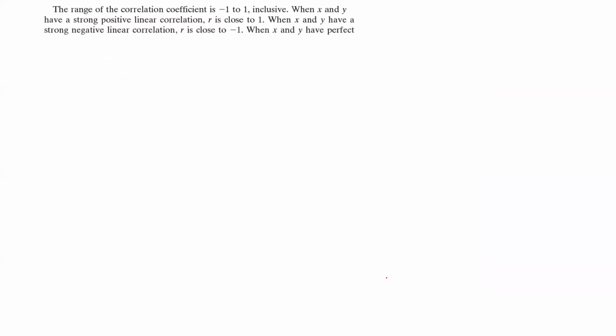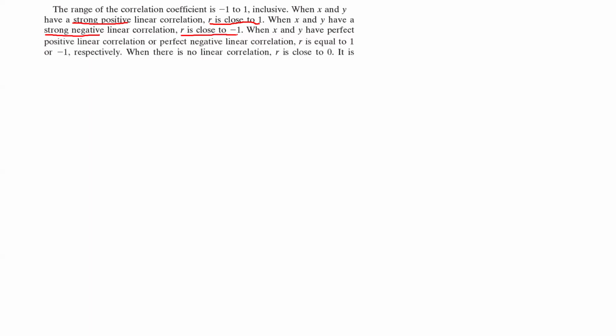When x and y have a strong positive correlation, R is very close to 1. When x and y have a strong negative correlation, R is close to -1. When x and y have perfect positive linear correlation or perfect negative linear correlation, R is exactly 1, respectively -1. However, when there is no correlation, we expect R to be close to 0.